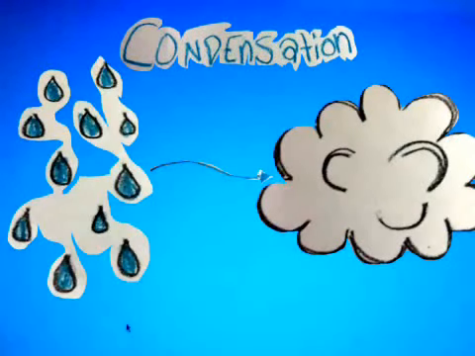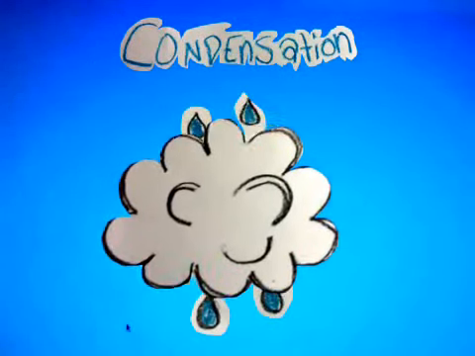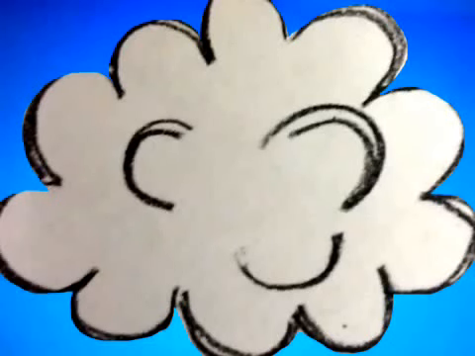Condensation is the part of the water cycle where water droplets come together and form into a cloud. These clouds actually consist of many water droplets, but our eyes just see them as white puffy objects.